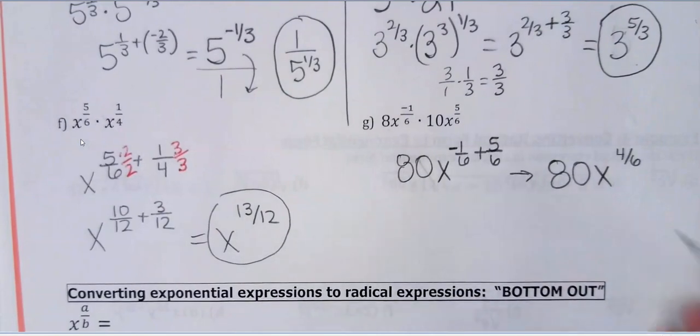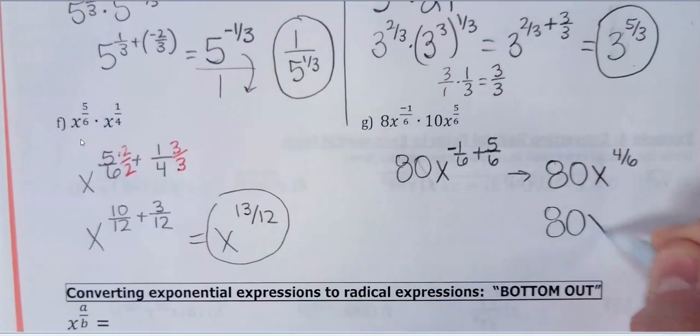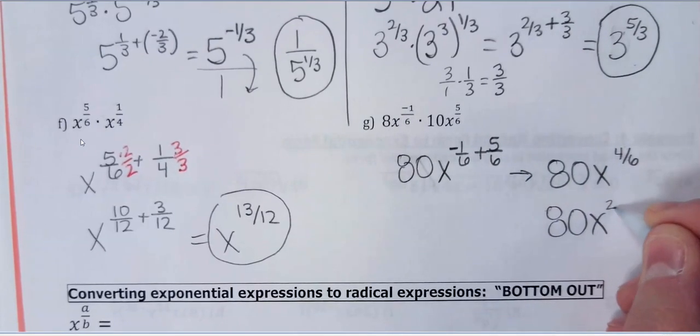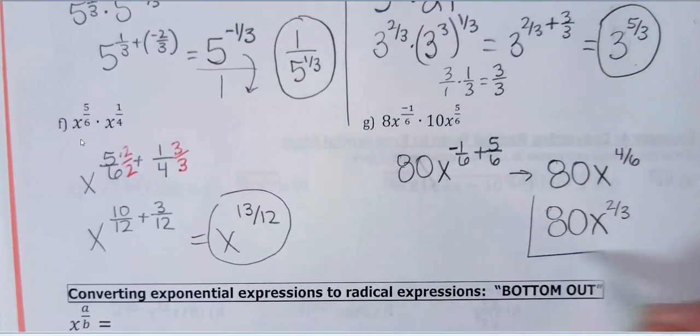And the only thing I would say to you there, if you do get a fraction that you can reduce, go ahead and do that. So 4 and 6 are both divisible by 2. So this would be 80x to the 2/3.